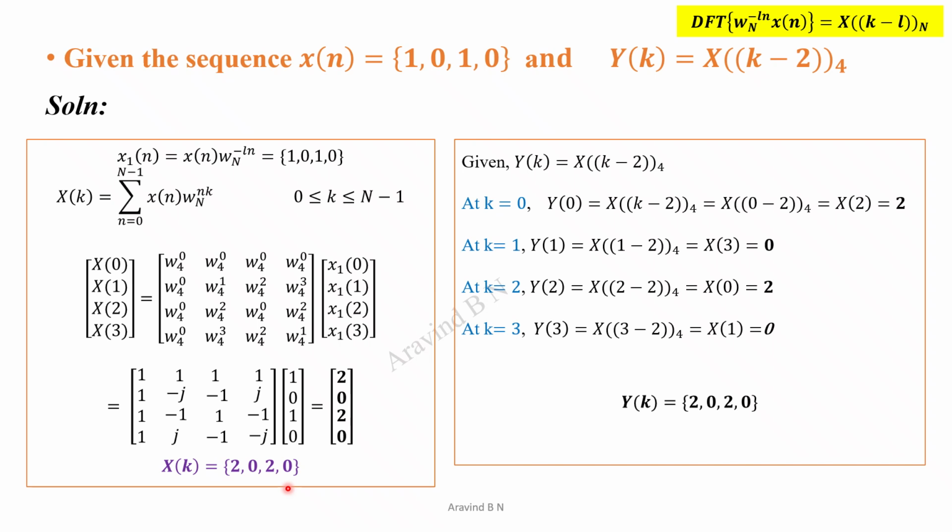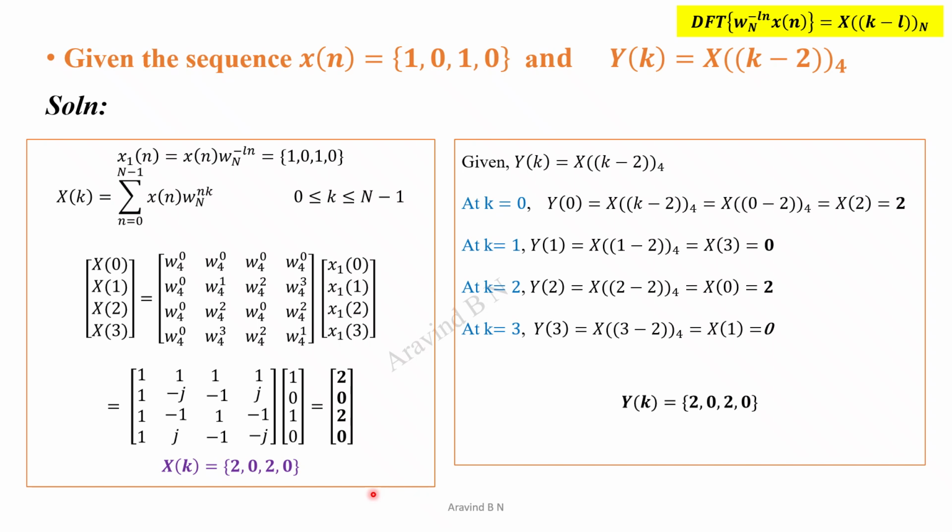And on the right hand part of the expression, we need to identify the value that is being given over here, X of k minus 2 with respect to 4. So first we are going to calculate the DFT of this x of n, and then we are going to apply this realization so that we can get the answer for that. You can observe at k is equal to 0, 1, 2, 3 we have substituted and we have got the corresponding answer for that, and the final answer we are going to have is 2020.